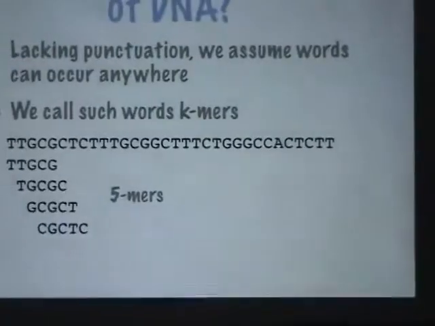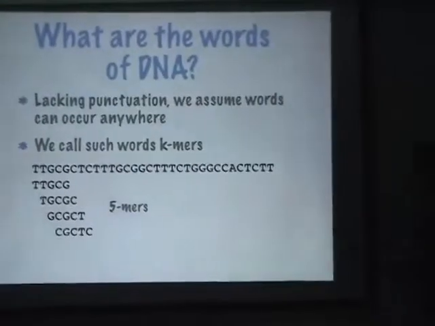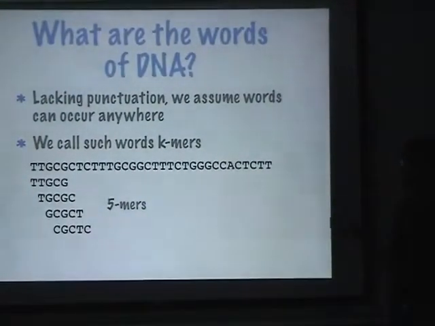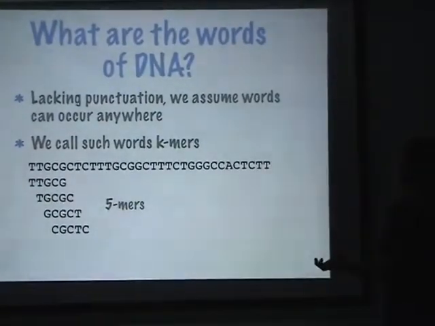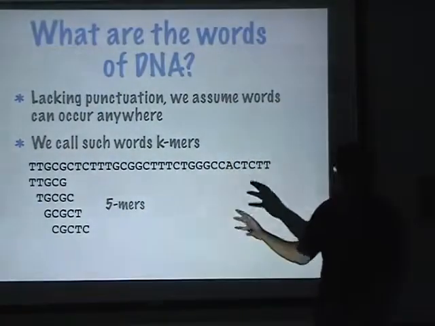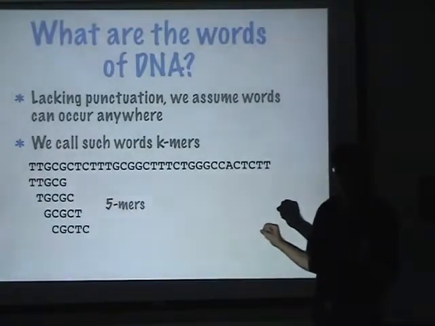So what are the words of DNA? We don't have any punctuation in DNA, so what can we do to break up the words? Well, we assume that we're not going to use any punctuation. Every possible combination of letters will make a word. We just have to choose what size word we want. So let's choose a word size of 5. In the language of the computer nerds, we'll say k equals 5, and we'll call it a Kmer.